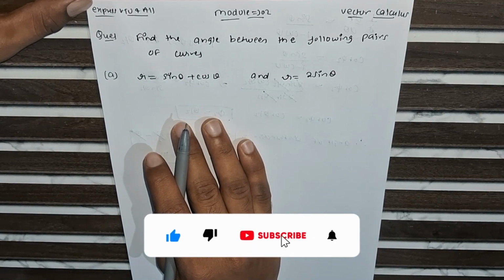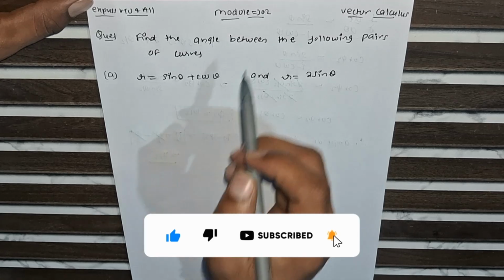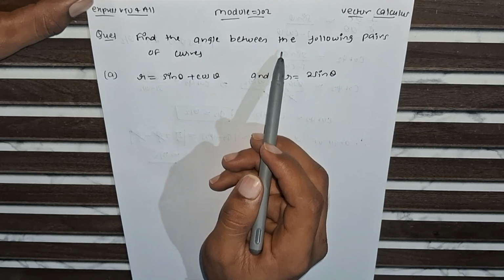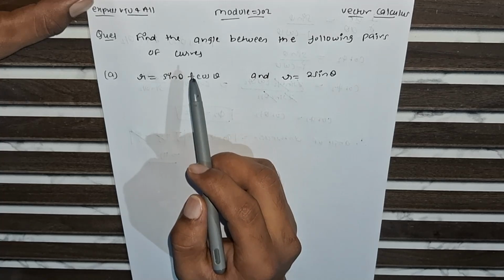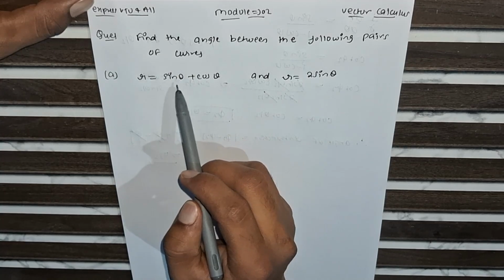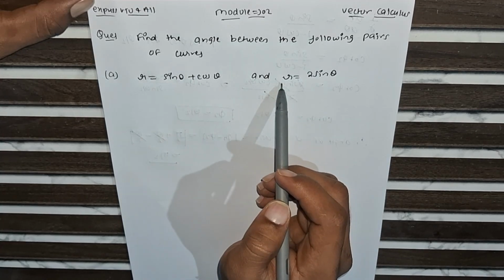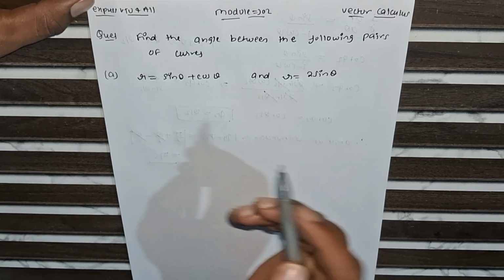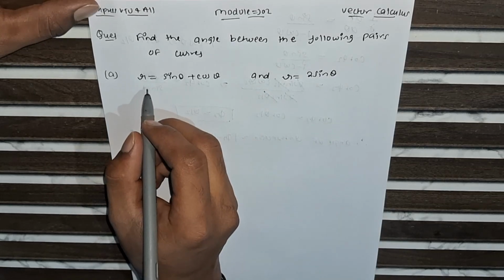Today we are going to solve a very important problem from Module 2 Vector Calculus. So the question is, find the angle between the following pairs of curves. Two curves are given here: r equals sin theta plus cos theta, and the second one is r equals 2 sin theta. So we have to find the angle between these two curves. So first we go for the first curve.